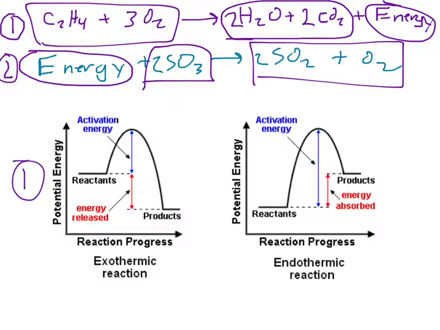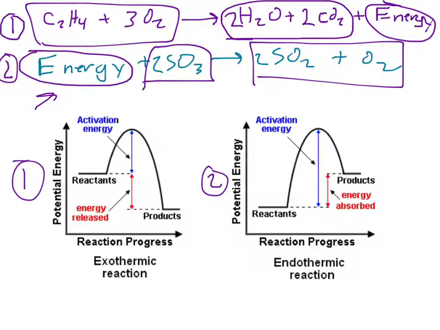All right, so this second thermochemical equation, notice how the energy is on the reactant side. So that means that this requires energy. That means when we go from reactants to products, it's going to absorb that energy and the product will be in a higher energy state than the reactants. And this is this second energy diagram.